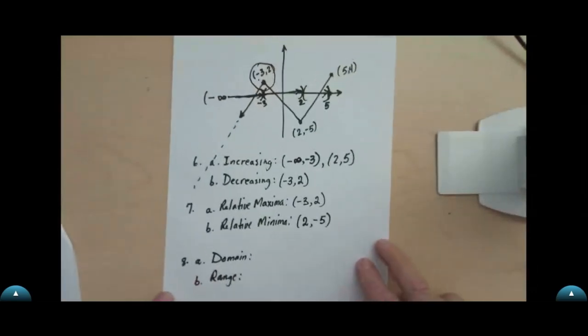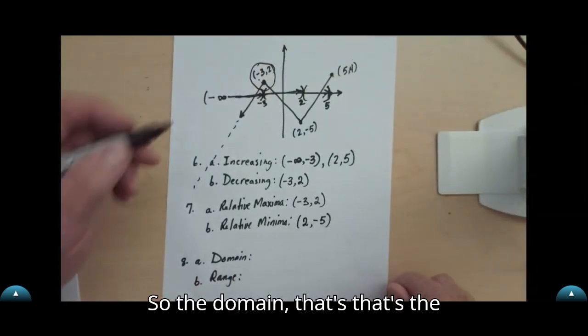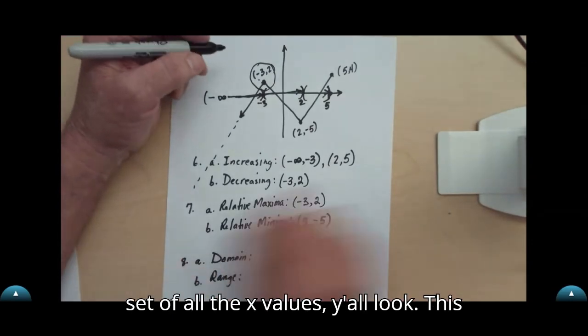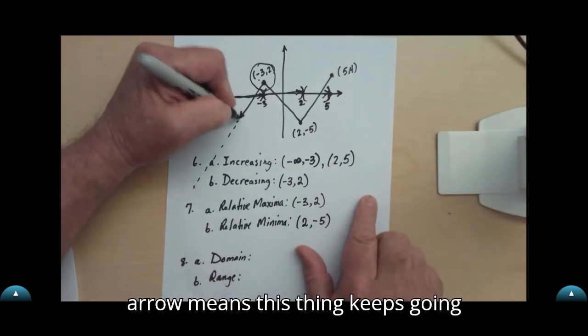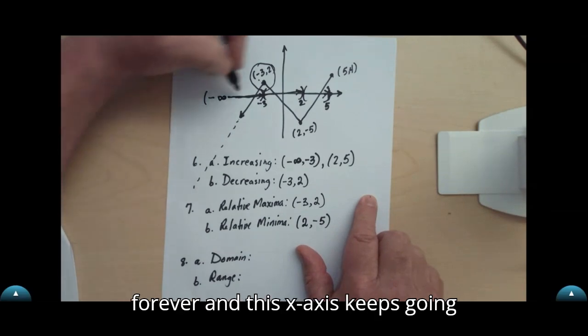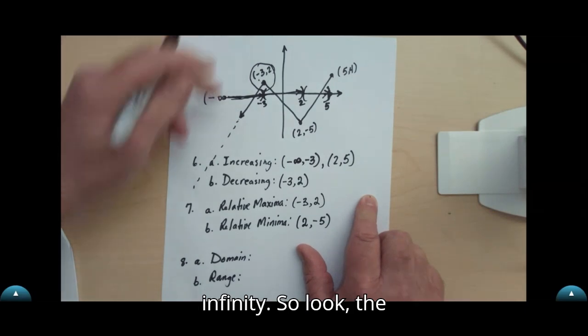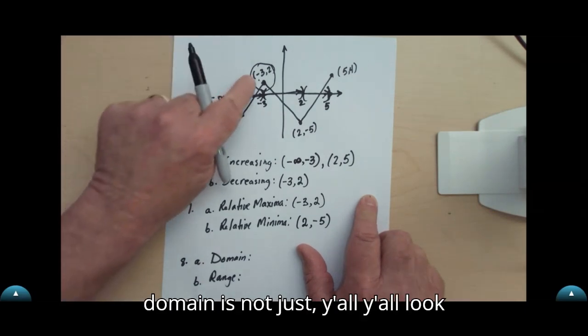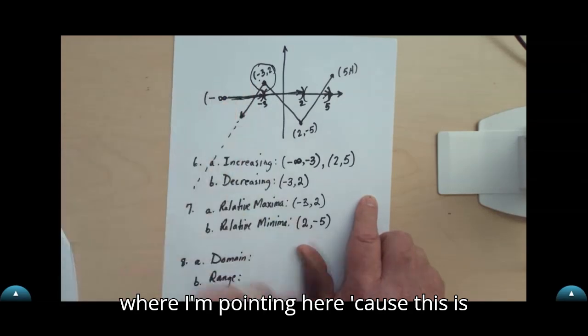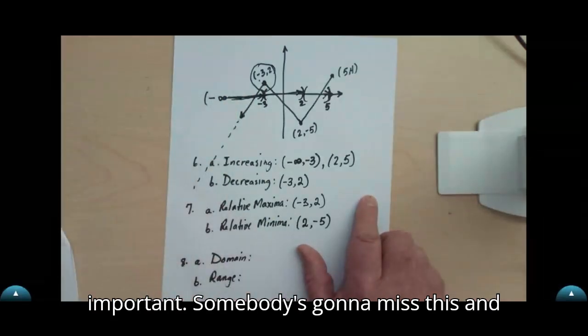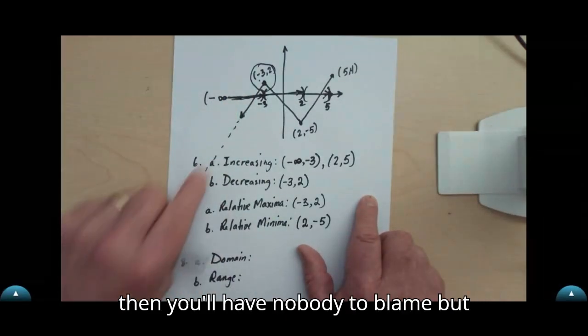And I can't really get all, let me zoom out. I can't get that all on the page at once. So the domain, that's the set of all the x values. Y'all look. This arrow means this thing keeps going forever, and this x-axis keeps going forever to the left toward -infinity. So look, the domain is not just, y'all look where I'm pointing here because this is important. Somebody's going to miss this, and then you'll have nobody to blame but yourself.